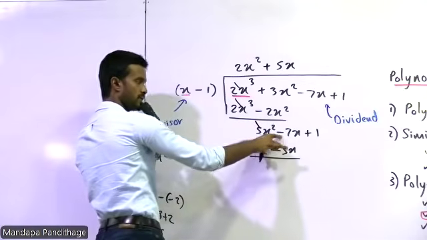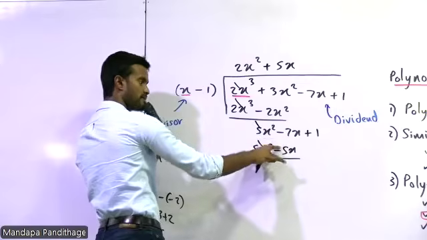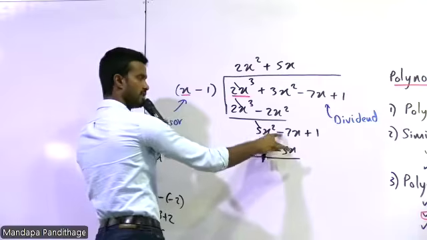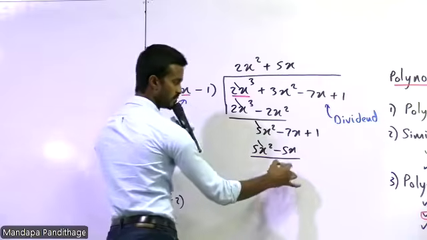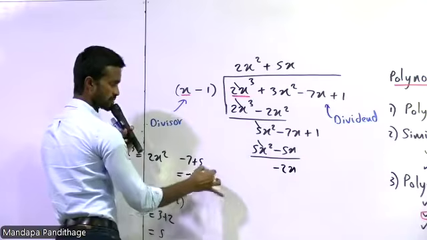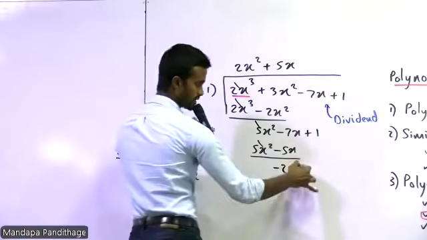Now you know what happens here. Minus 7 minus minus 5 is plus 5. Minus 7 plus 5 gives you minus 2. And then 1 comes down, plus 1.